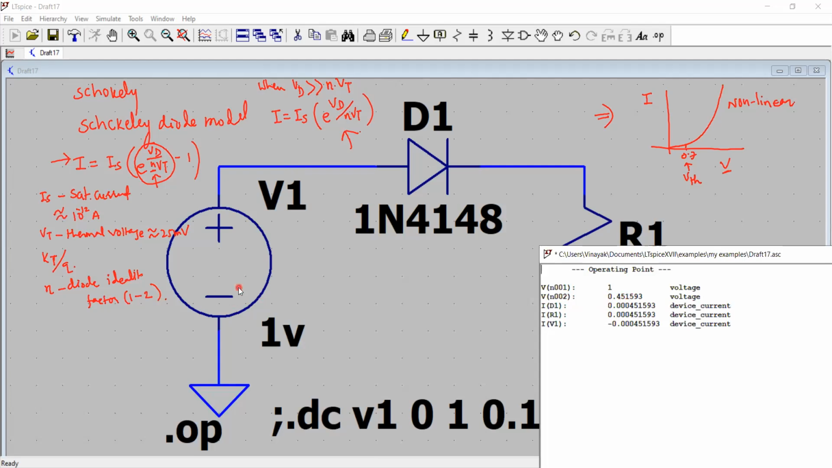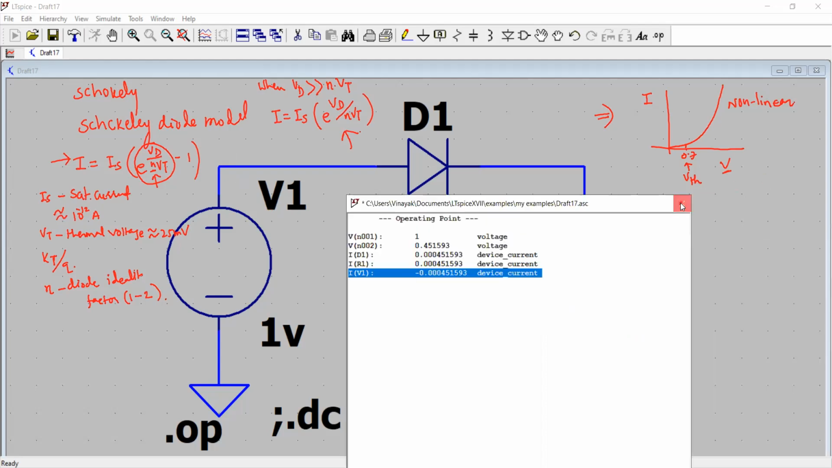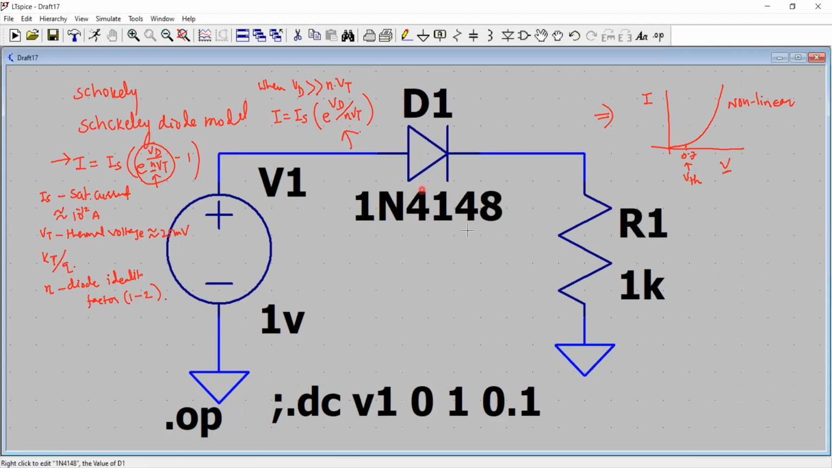So obviously 1 volt minus 0.55 is the forward voltage drop across this diode. And the rest of the voltage is 0.45, that is the output voltage. When the diode is forward biased, I am having this current, which is 0.4 milliampere flowing through the diode. And that's the same current that flows through the resistance R1, and the current delivered by the voltage source is the same in the reverse direction, as shown by SPICE. Now I know how much current is flowing, that is 0.4 milliampere.